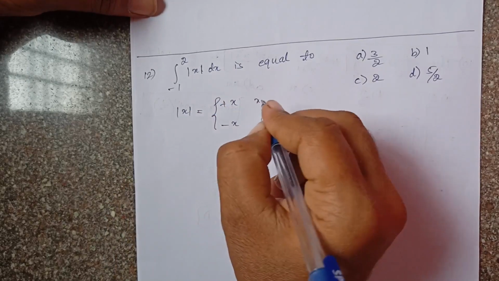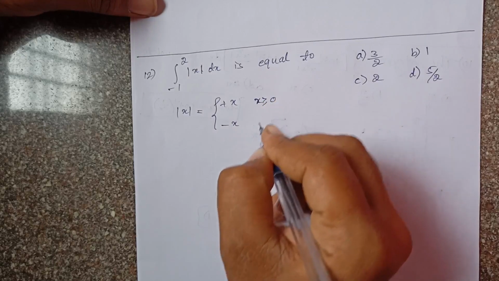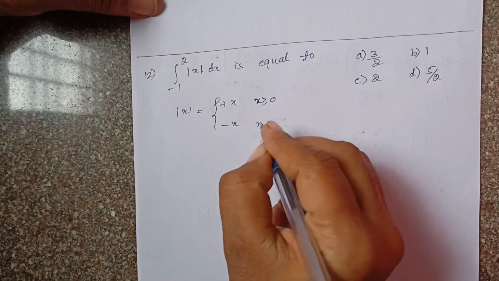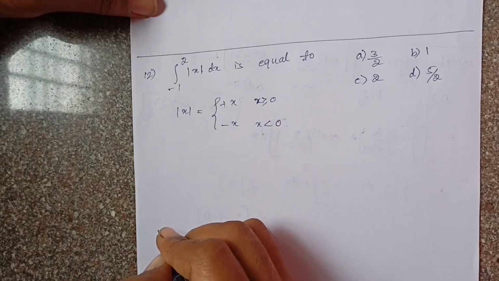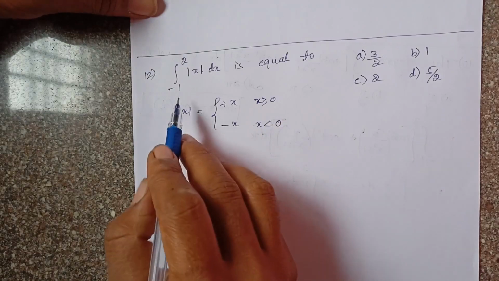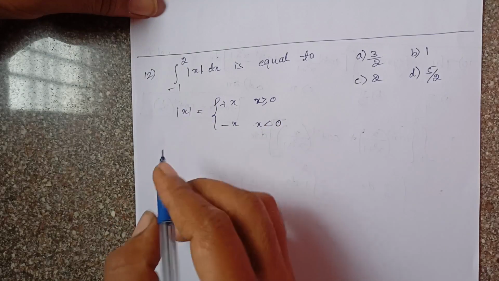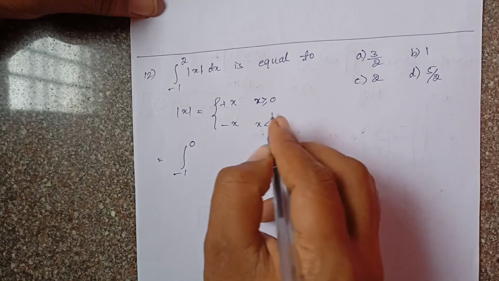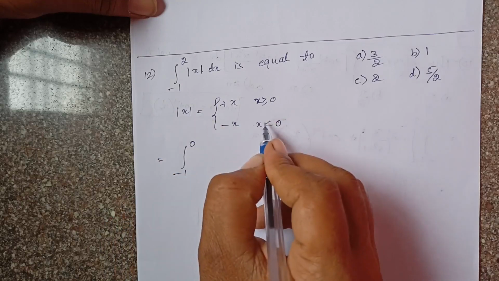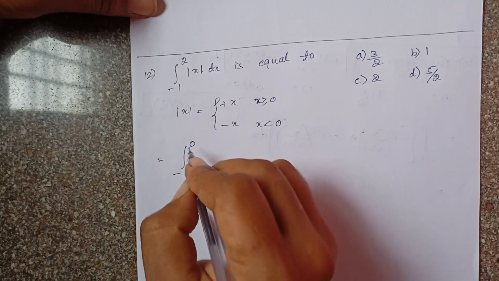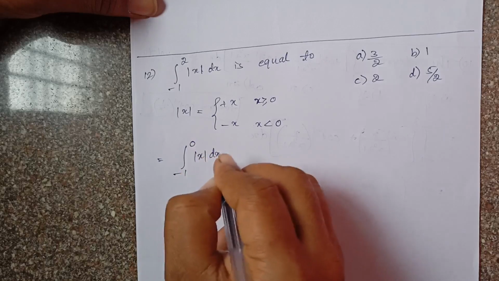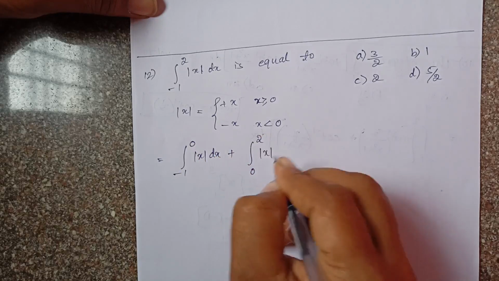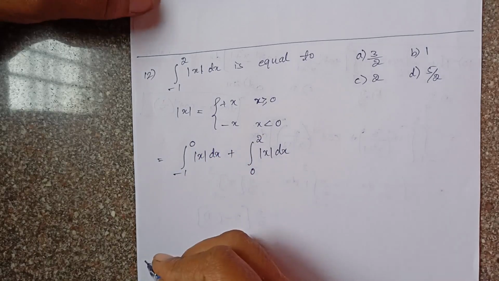When to use plus x? When x values are greater than or equal to 0. It is minus x when x is less than 0, right? So in the integral minus 1 to 2, we will split it as minus 1 to 0 because there is a change in the function at the point x is equal to 0. So first integral I will write minus 1 to 0 modulus of x into dx, plus next is 0 to 2 modulus of x into dx.